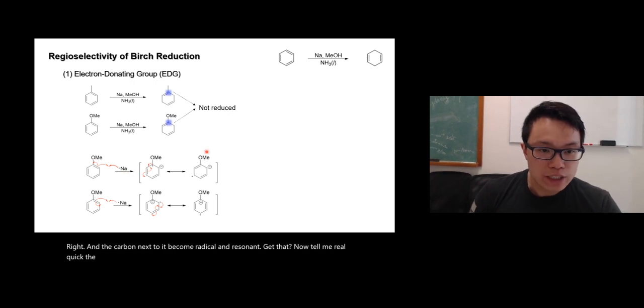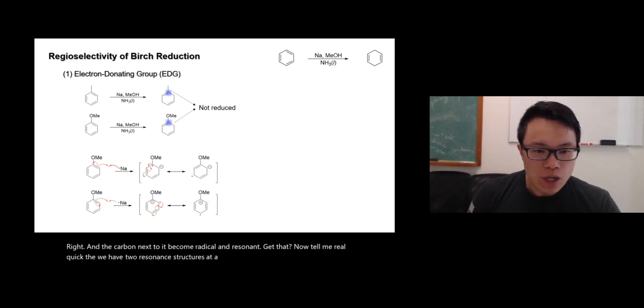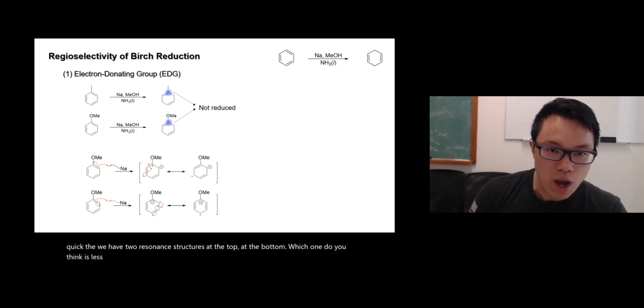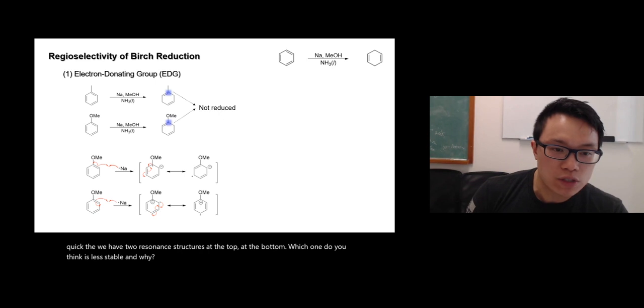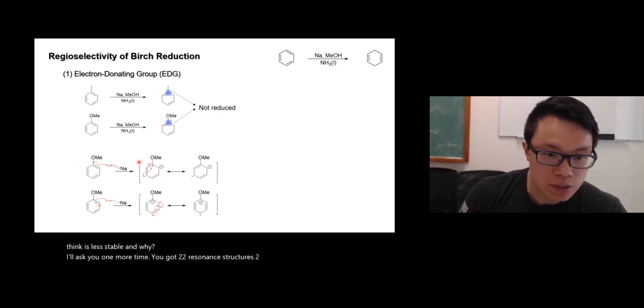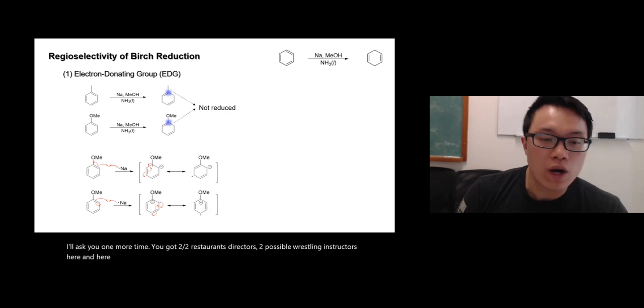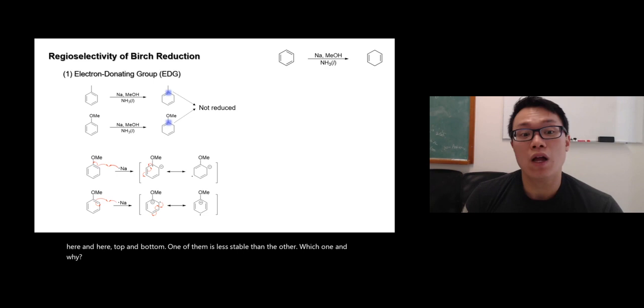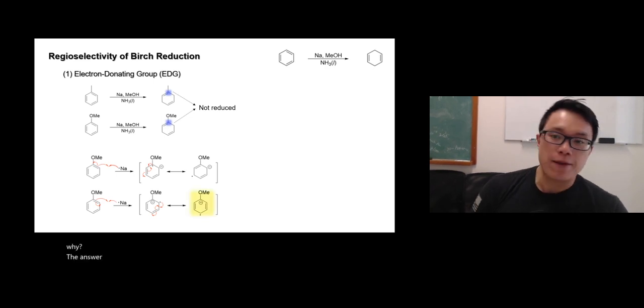Now, tell me real quick. We have two resonance structures, at the top and at the bottom. Which one do you think is less stable, and why? I'll ask you one more time. You've got two possible resonance structures here and here, top and bottom. One of them is less stable than the other. Which one and why? Well, the answer is this guy.